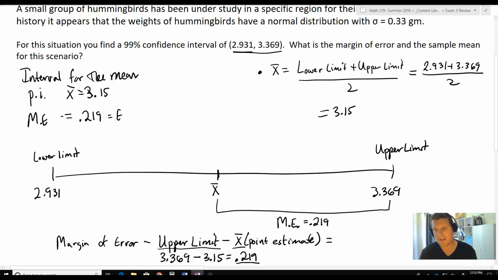Straightforward. Try not to complicate it too much, because you're not going to need to find z alpha over 2, and you're not going to be finding standard errors. All you need to do is find the margin of error and the point estimate given an interval, and that's just simple addition, subtraction, and division. That concludes the video.